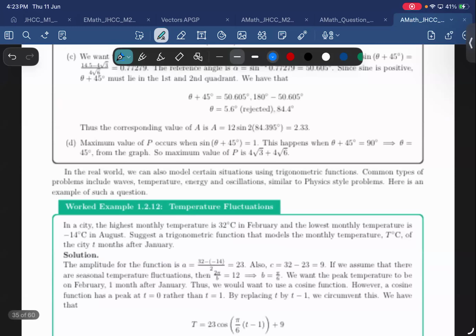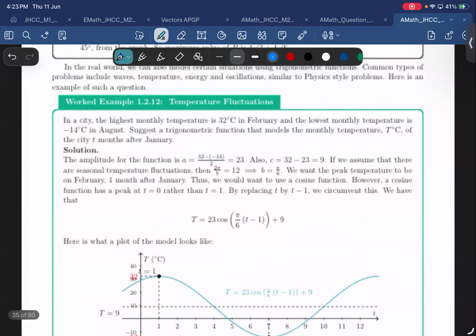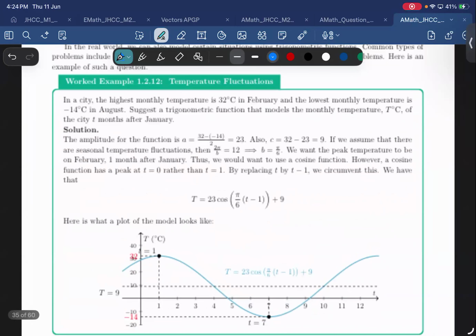Okay, this one you can refer to, and I'll suggest trying it out after you refer to it. And lastly, trigo questions can involve real life situations, for example, temperature. This one I would say is a bit less common nowadays. Actually, it's a bit more common compared to a few years ago, but still not so rare.